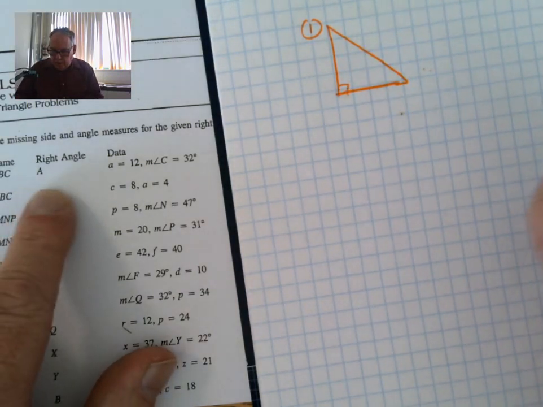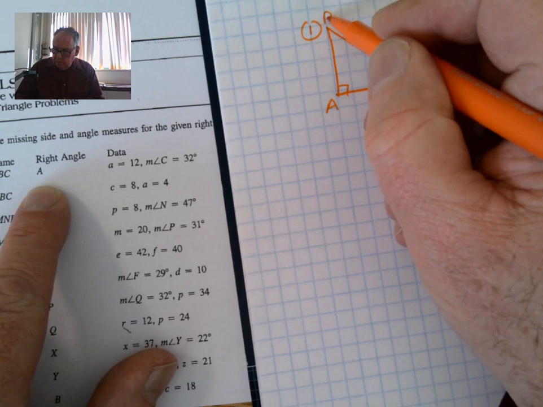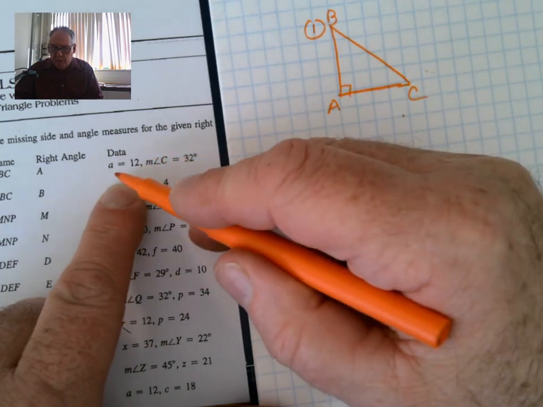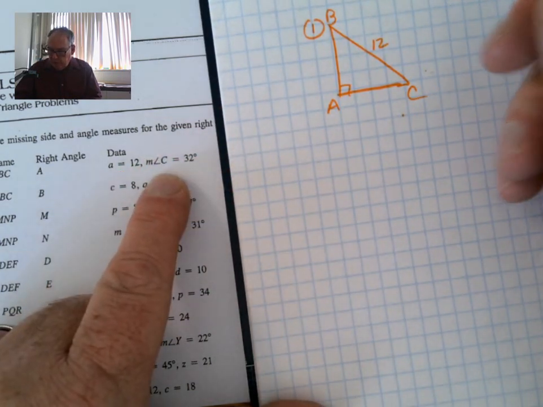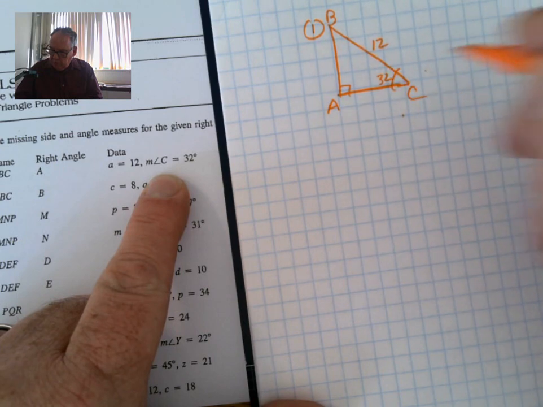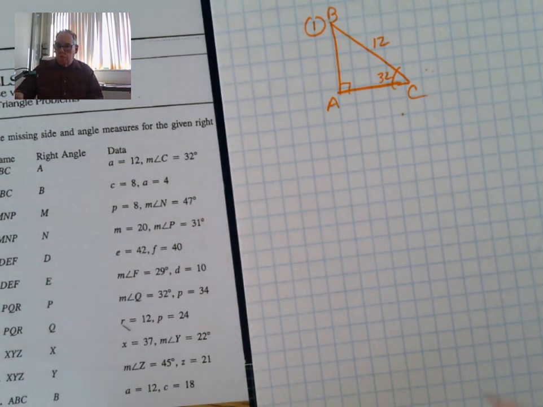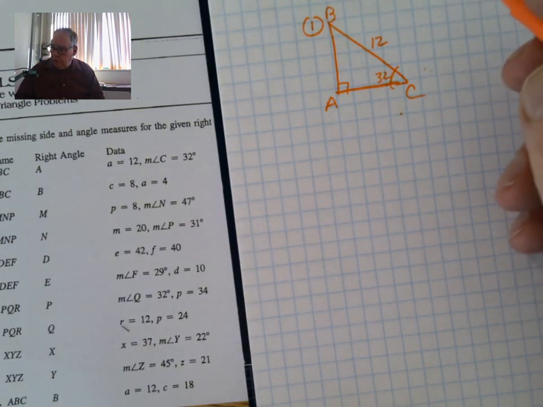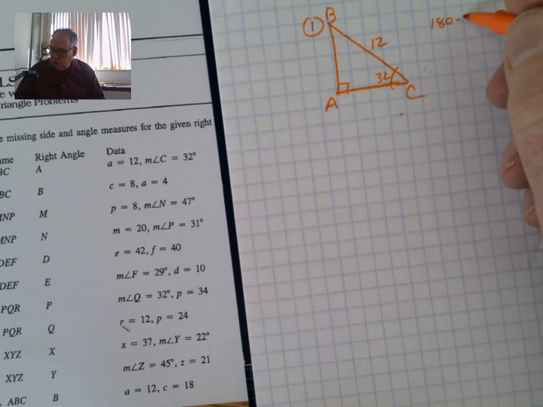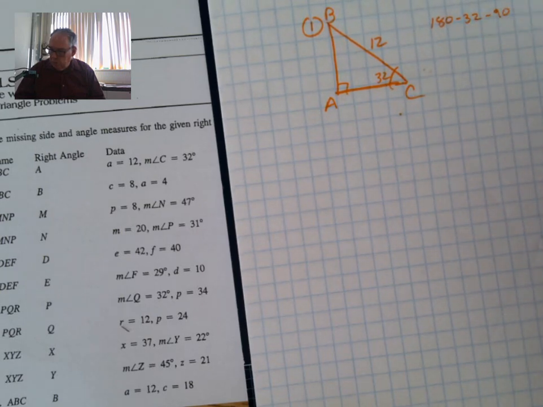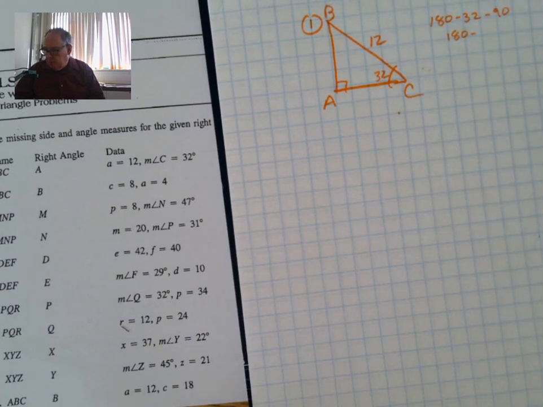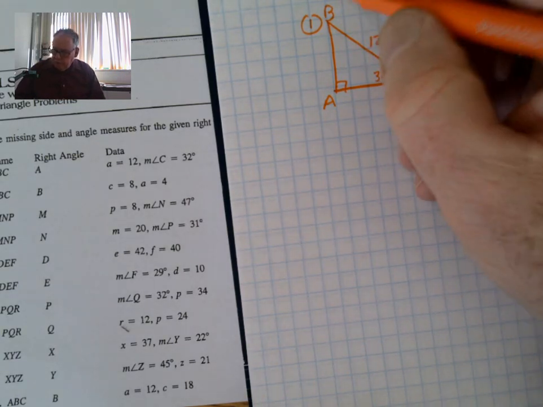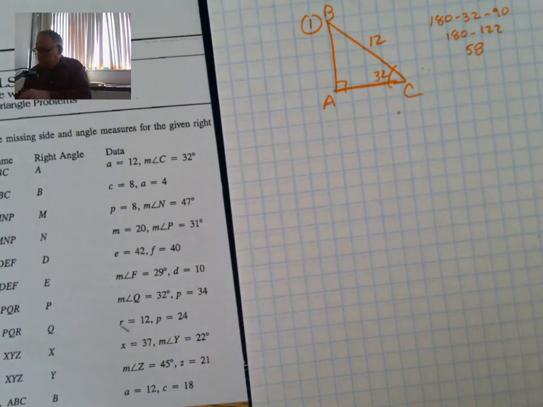So triangle ABC, the right angle is at A, so the B and the C can go in either one of the other places. It tells us that the side opposite A, the little a, is 12, and the measure of angle C is 32 degrees here. So we need to find the other angle. Now this is going to be triangle sums. Let's go ahead and do that. 180, take away 32, take away 90, is 180 minus 122, which gives us 58. So angle B is 58 degrees.